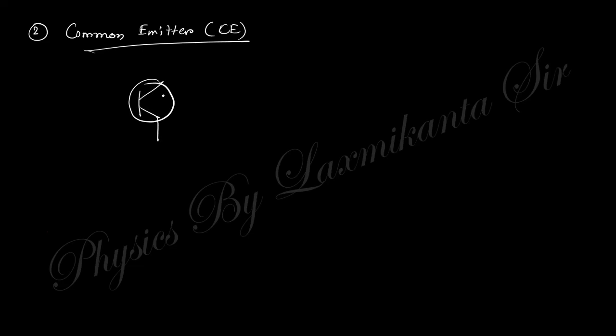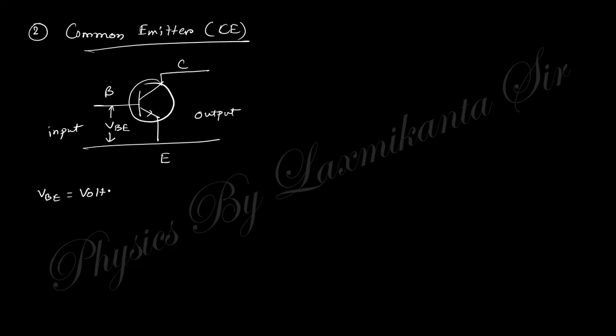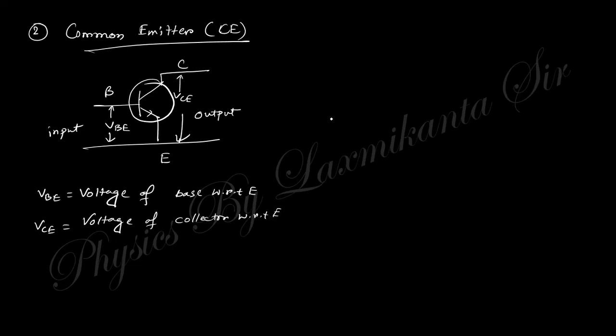Next is the common emitter, CE. Okay, so for the CE circuit, you can draw these things very easily like that. If you take an arrow, this is the emitter, this is the base, this is the collector. In the input and output, the emitter is common, that's why this is called common emitter. Here the voltage can be written as VBE, that is the voltage of base with respect to emitter, and here the voltage will be VCE, that is the voltage of collector with respect to E. So E is common here, that's why this is called common emitter.